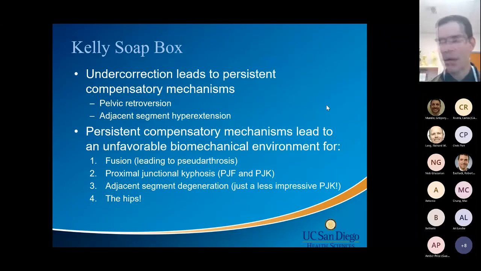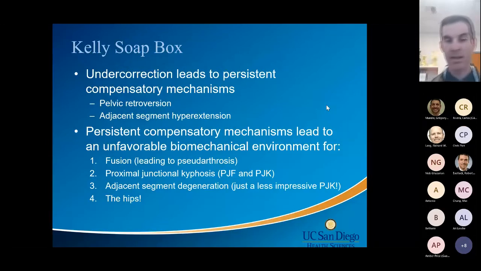So here's the Kelly soapbox that I'm sure Greg's waiting for, but that undercorrection leads to persistent compensatory mechanisms with pelvic retroversion and adjacent segment hyperextension. And the good example of that is L4 to S1 or L5-S1 isthmic spondylolisthesis that's fixed totally flat. You'll see that the superadjacent segment oftentimes hyperextends quite a bit.